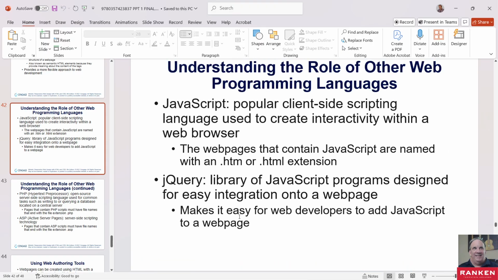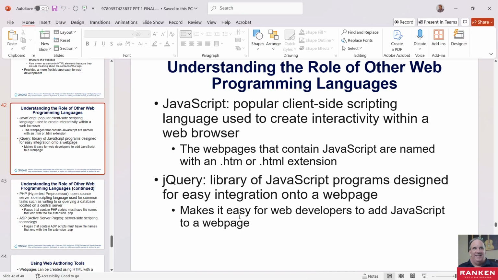Understanding the role of other programming languages. So JavaScript is a popular client-side scripting language. And when we say this, I understand what they're saying here. It's not actually 100% true. JavaScript has kind of evolved. In one of the second year courses that we have, we actually use JavaScript and we can do it on the server side.